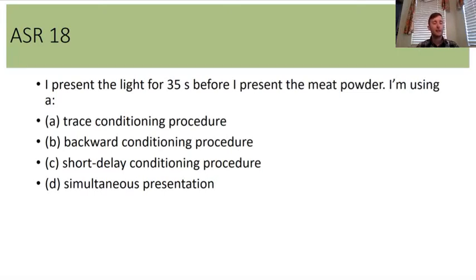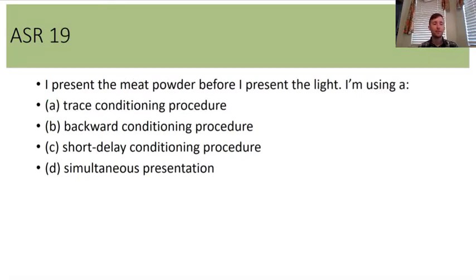ASR 18, I present the light for 35 seconds before I present the meat powder. And by 35 seconds before the meat powder, what I mean is that there's light onset, and then time passes, then light offset, and then 35 seconds goes by with no stimuli, and then I present the meat powder. I'm using A, trace conditioning procedure, B, backward conditioning procedure, C, short delay conditioning procedure, or D, simultaneous presentation. Couple more seconds. Alright, I'll close the poll, and the answer is A, trace conditioning procedure.